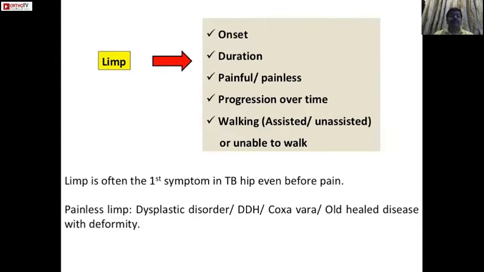Progression over time: what sort of walking does the patient have if he has a limp? Does he need assistance? Is it an assisted gait or is he still continuing unassisted? Or is he just not able to walk? At times, limp could be the first symptom in TB hip, even before pain. And as I've already told you, a painless limp is a very common presentation in the pediatric hip.